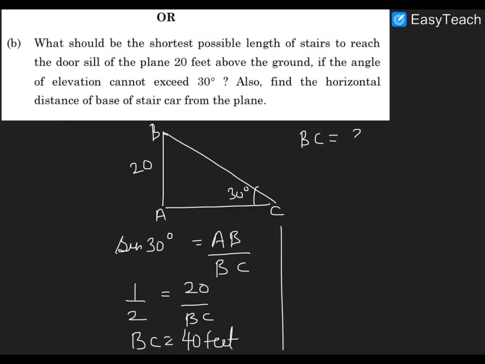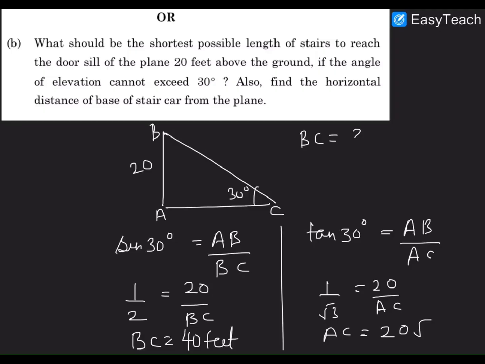Further, you need to find the horizontal distance of the base of the stair car. That means we need to find AC. So tan 30 degrees equals AB by AC. Tan 30 is 1 by root 3, equal to 20 by AC. So AC comes out to be 20 root 3. Putting the value of root 3, AC is equal to 20 into 1.73, which gives you 34.60 feet.